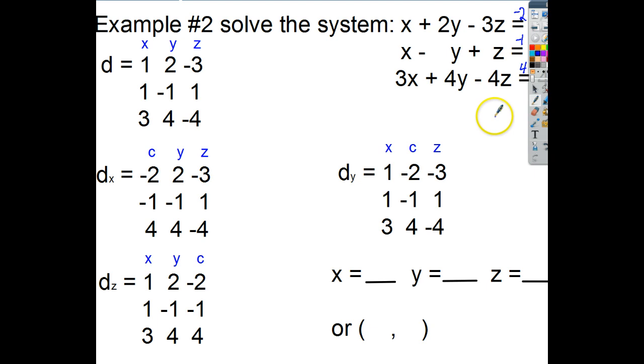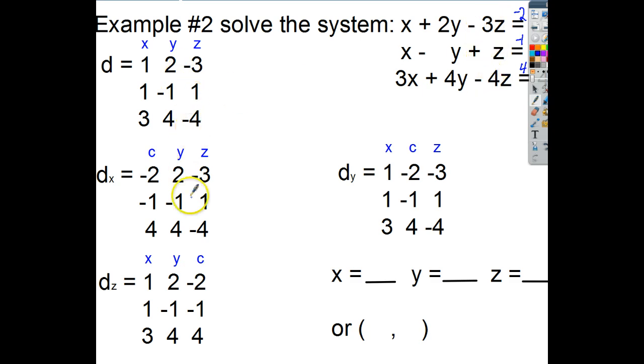Process is basically the same, it's just a little more involved. Okay, so we start out with making, this time, 4 determinants: D, D sub x, D sub y, and D sub z. All right, so we take the x column 1, 1, 3, and we write it in here, and the y column is 2, negative 1, positive 4. Don't forget to take the sign. And the z column is negative 3, positive 1, negative 4.